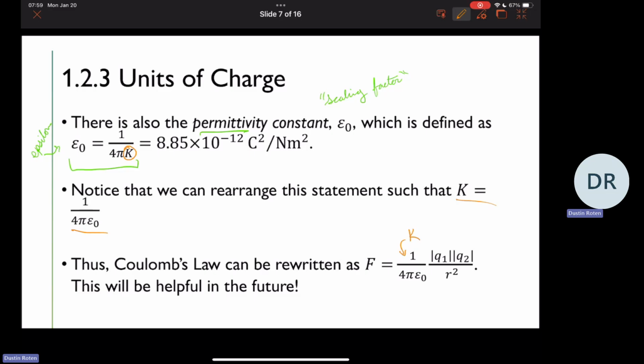We can rewrite Coulomb's law as F equals 1 over 4 pi epsilon naught times the multiplication of the charges over the distance squared. It turns out this is sometimes helpful in the future. Sometimes it's helpful to keep it old school and write it the other way. It just depends on the situation. So just be aware that these two things are actually the same.